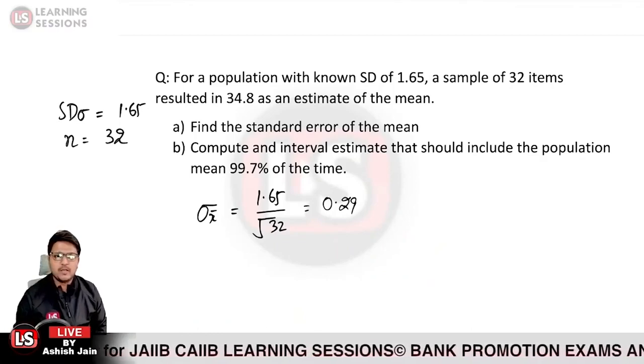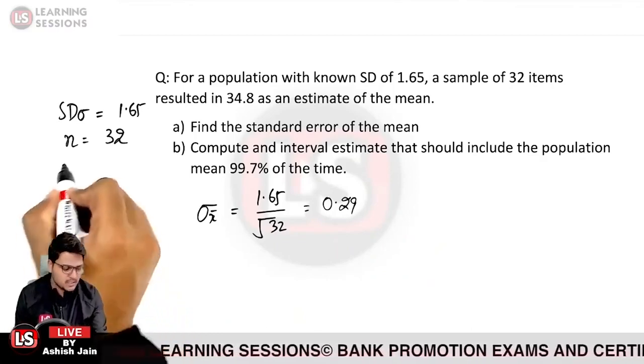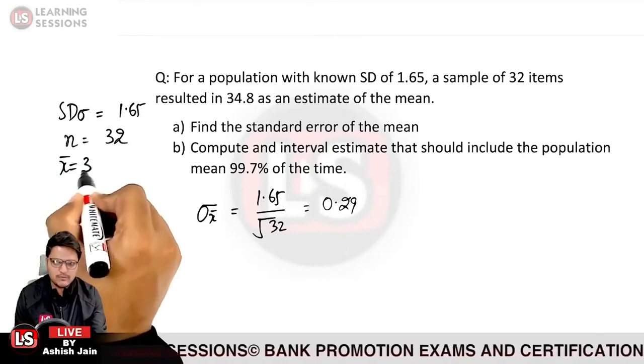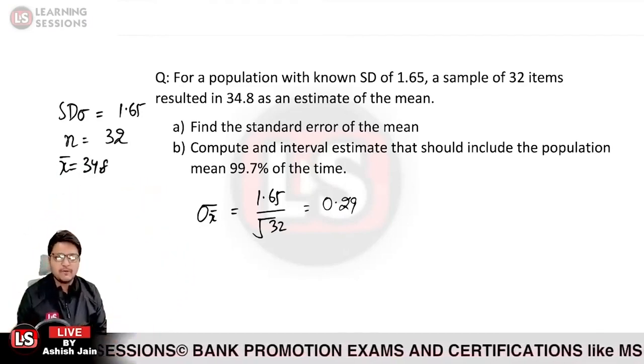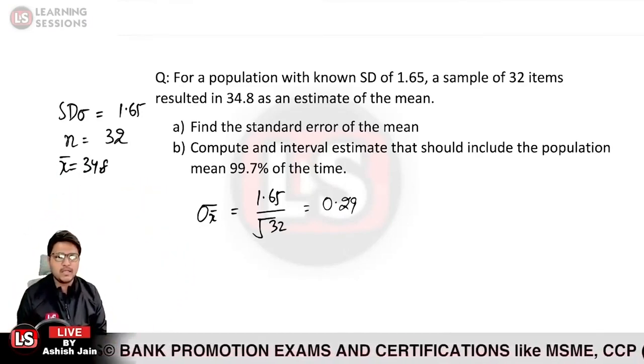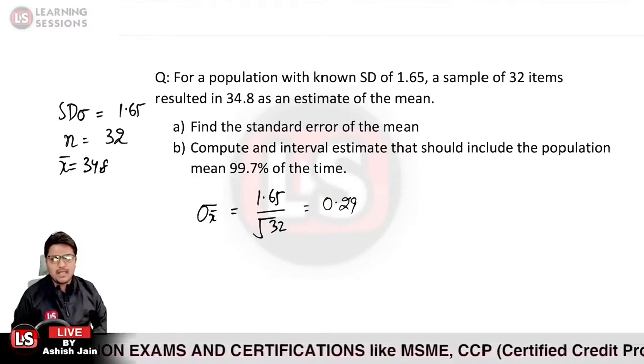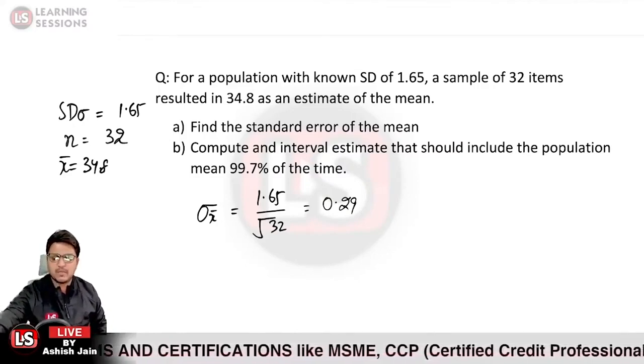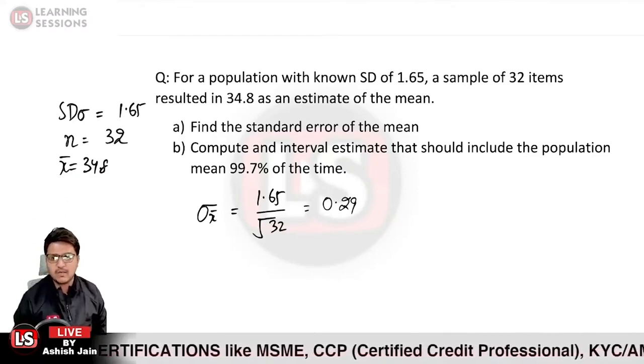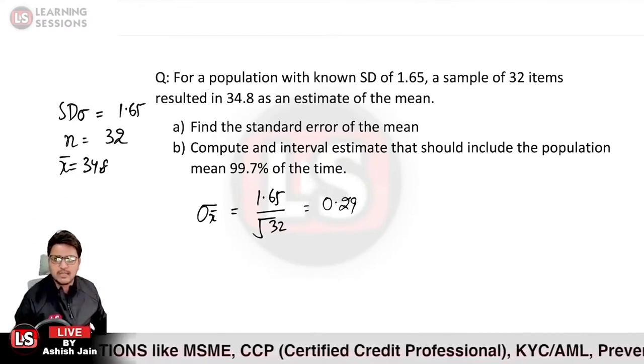Okay, 0.29 over here. And what is the mean that is given? x bar is given to be 34.8. Further, we are concerned with computing the interval estimate that should include the population mean 99% of the time. So we want an interval with a 99% confidence level.